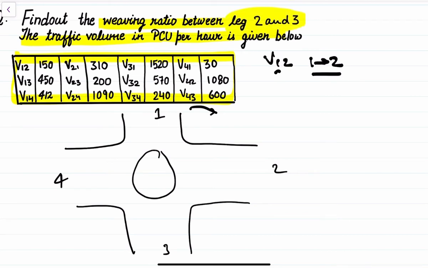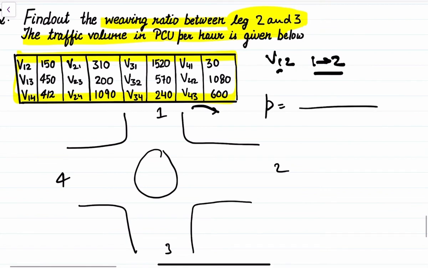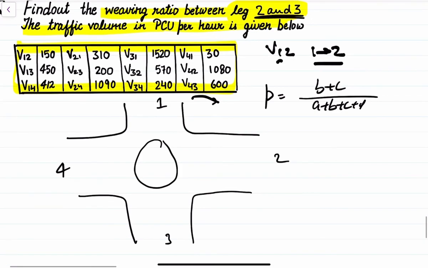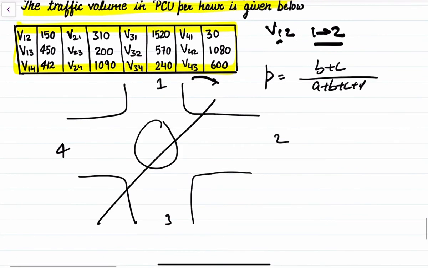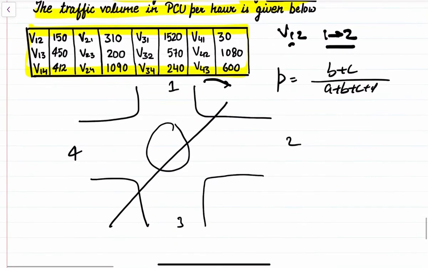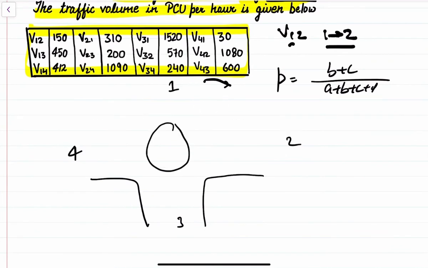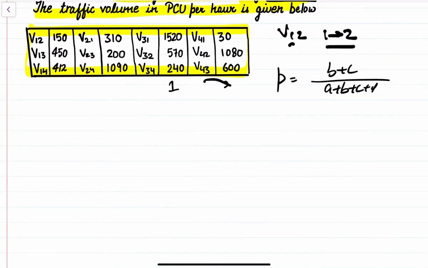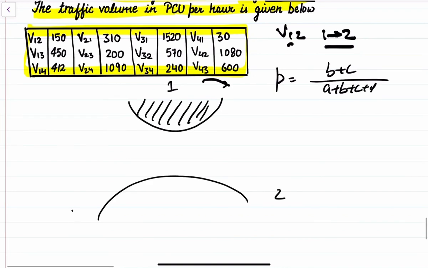Let me just quickly write down the formula. Weaving ratio is B plus C divided by A plus B plus C plus D. So we have to find out between 2 and 3. This is 2 and 3. So let us draw the diagram for 2 and 3. We have this leg, this is leg 2, this is leg 3.